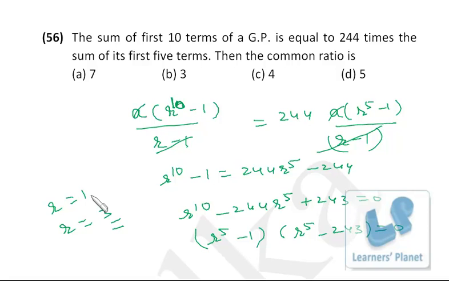Right now R cannot be 1, because if R is 1, then the entire GP will have the same terms, A, AR, AR square, everything will be the same, right? So we have to eliminate this. That means R is equal to 3. Okay, I hope you are getting it.